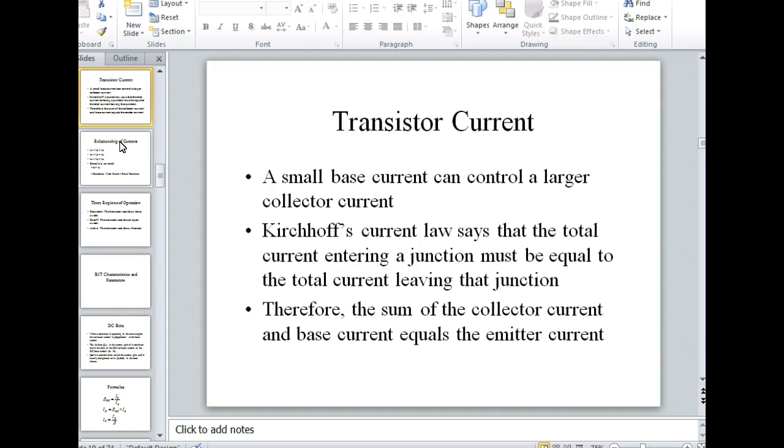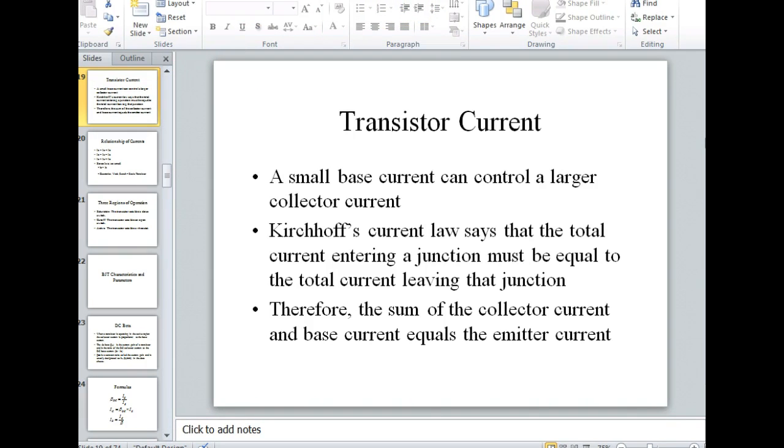What's the highest current in the transistor? Emitter. Second highest is the collector, and the lowest is the base. So what we're doing is using a very small base current to control a very large collector and emitter current. Most people say collector current because we assume that the collector and the emitter current are equal, since about 99.9% of the emitter current is going to be collector current.